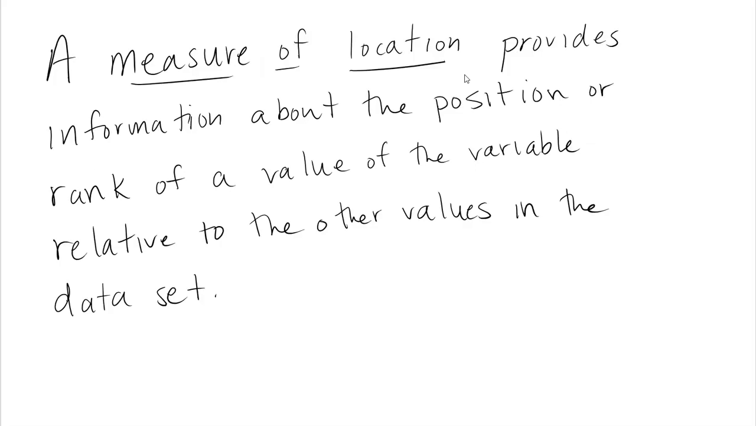A measure of location provides information about the position or rank of a value of the variable relative to the other values in the data set. We've actually already talked about one measure of location. The median is a measure of location because it's guaranteed to be in the center of the set. It ranks halfway through the data. If we arrange the data from smallest to largest, there would be just as many numbers to the left of the median as there would be to the right of the median, and you're kind of describing a location within the set.